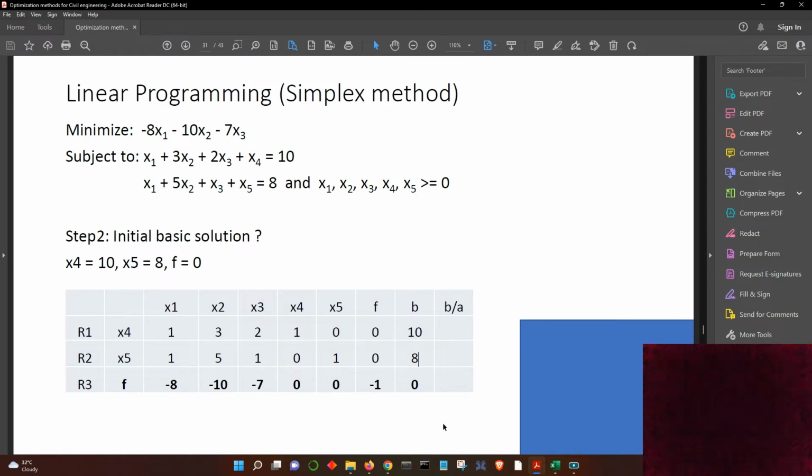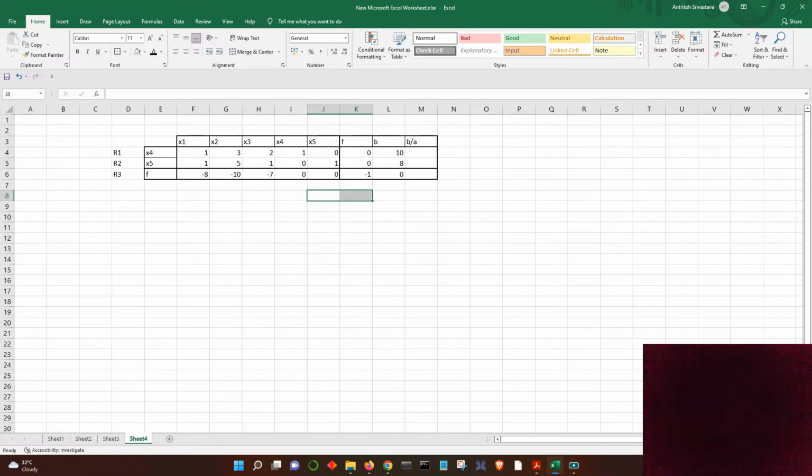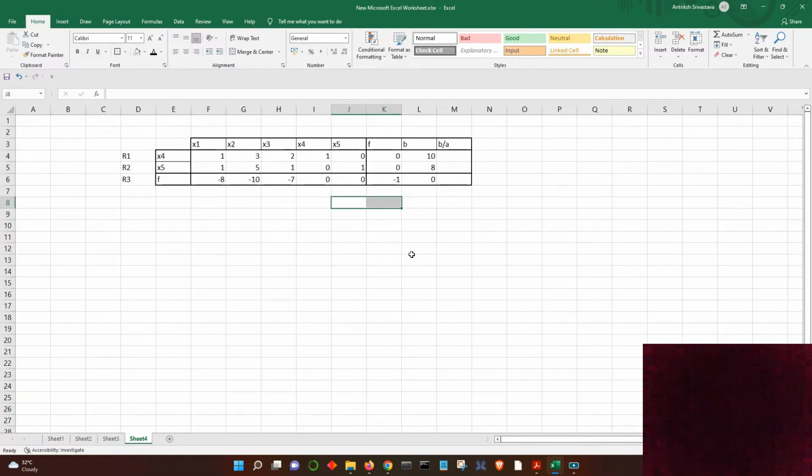Okay. So now let's go and solve it in Excel. Let me increase the size. Is this good enough? Visible, right? Okay. So this is our row one, row two, row three.